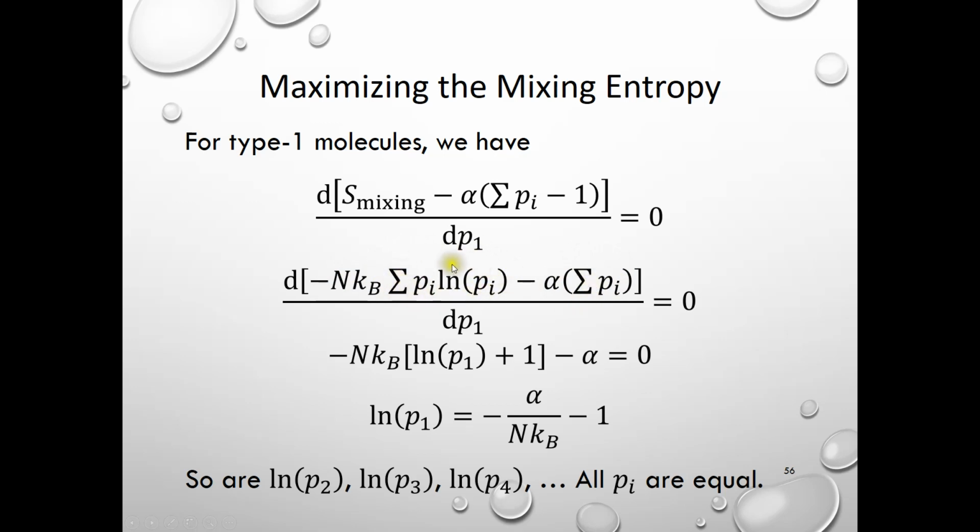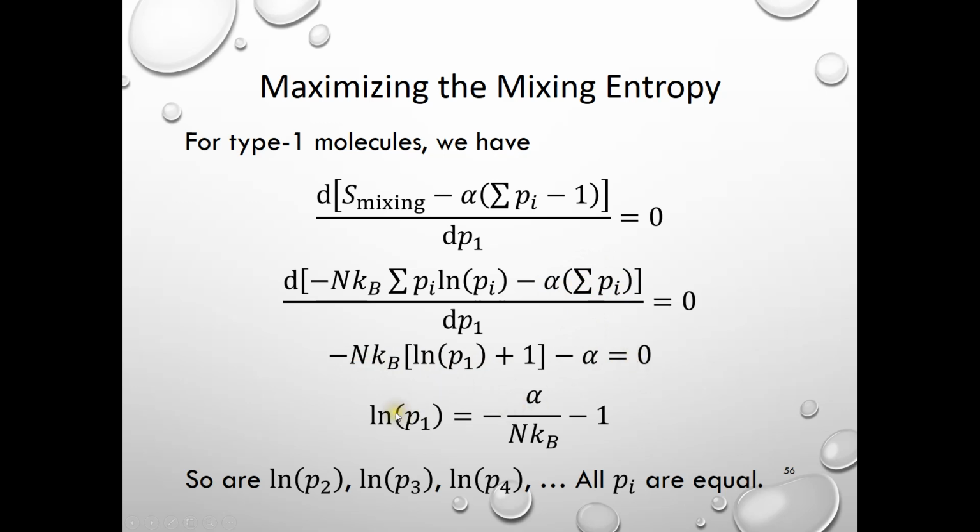Now I have one sum here and another sum here. In this sum of many terms, only one term depends on P1. That's P1 times the logarithm of P1. The derivative is simple. It's logarithm P1 plus 1. In this sum, also, there's only one term that depends on P1, and that is just P1. Therefore, the derivative of this is 1. You have alpha times 1. Now we solve this equation.